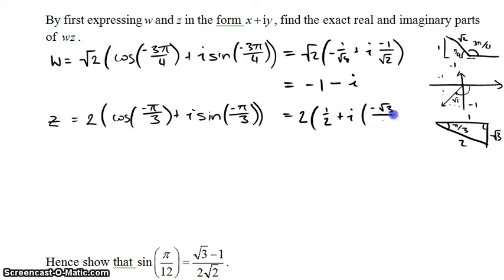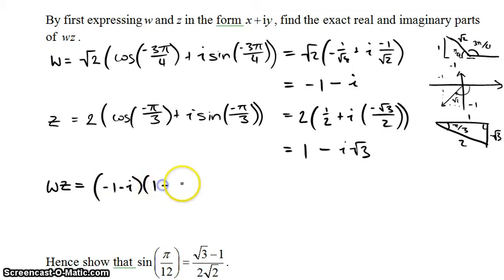Minus root 3 over 2, sorry. So our final answer would be 1 minus i root 3. So now that we've got that written out into its real and imaginary parts, what are we going to do? Well, now we're just going to evaluate WZ. WZ is (minus 1 minus i) times (1 minus i root 3), and we just expand this as per normal.